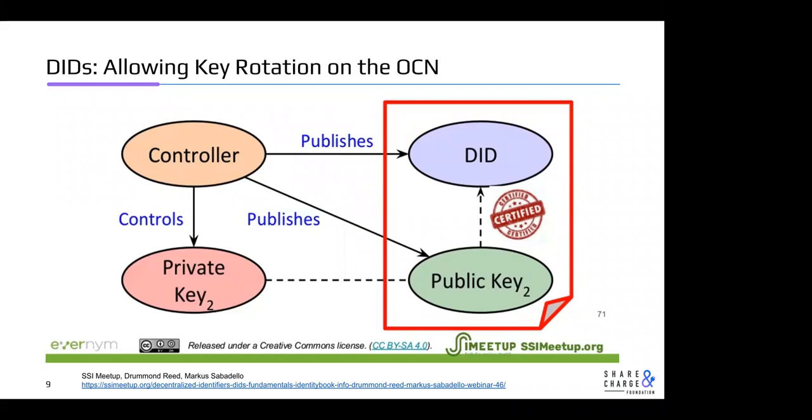Just a quick question. How often do the keys have to be rotated out, the public keys, in terms of OCN? Is it like a protocol? Is there an expiration after a certain amount of time?